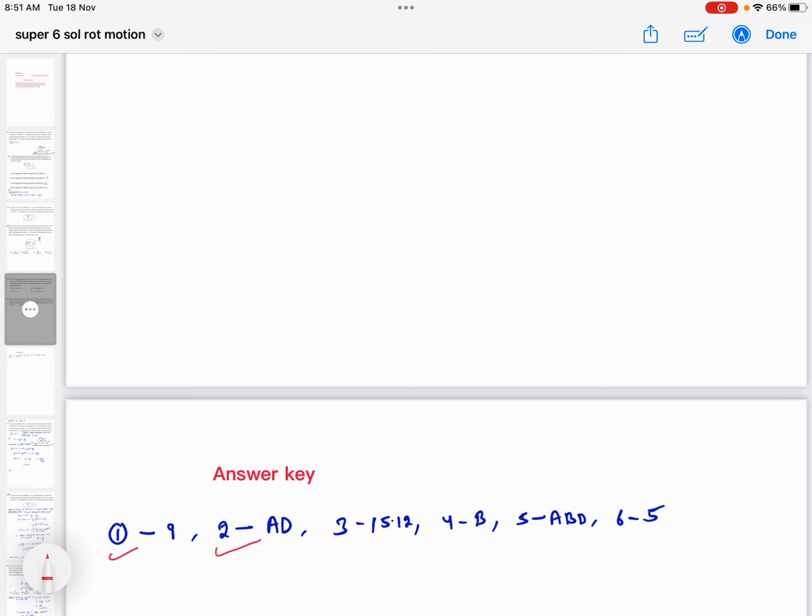Question number 3, it is 15.12. Question number 4, it is 5. B option. Question number 5, it is ABD. And question number 6, answer is 5. Right. So see who is getting full marks. Getting full marks is very important, right.